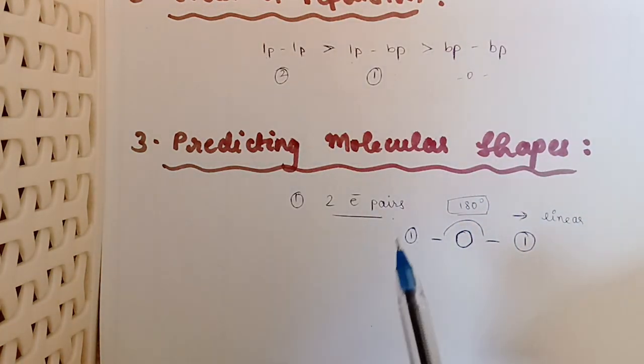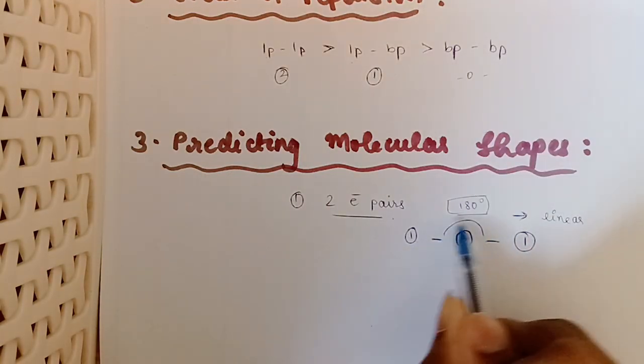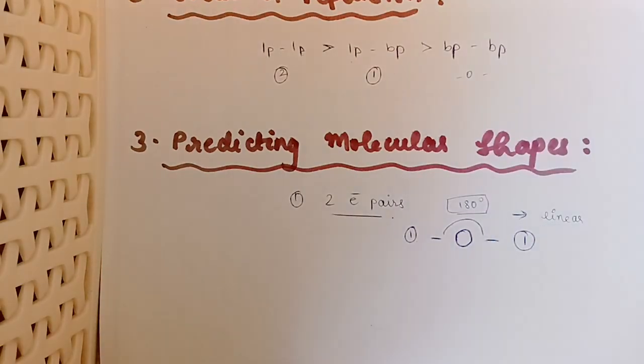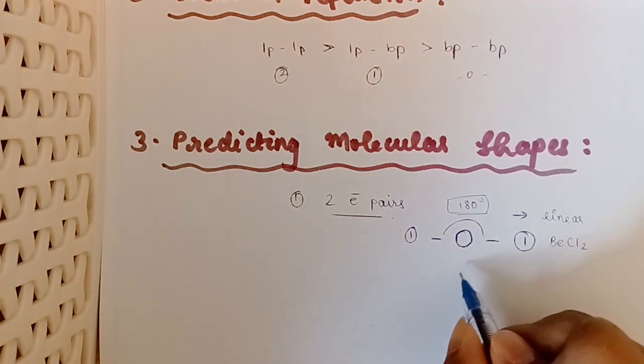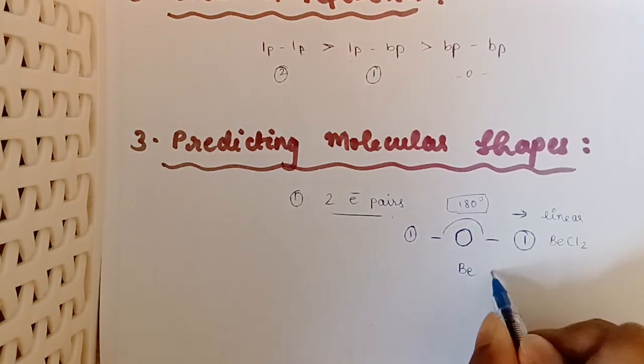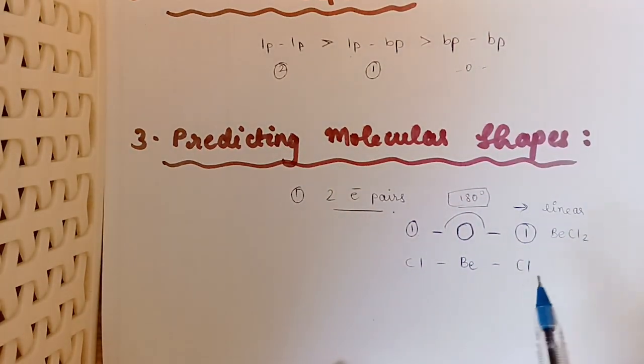So whenever there are two electron pairs, they lie opposite to each other and they create an angle of 180 degrees, being linear shaped. Now a common example for this is BeCl2. That is, Be will be placed here, one Cl will be over here, one Cl will be over here. So this is the shape of BeCl2, and this is the example for two electron pairs.